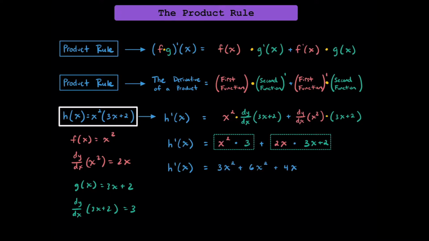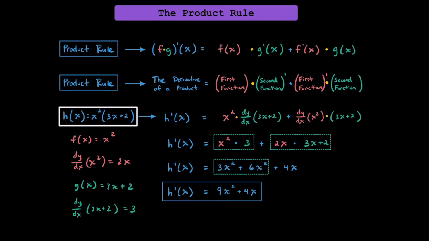Multiplying x squared by 3, we get 3x squared, and distributing the 2x to 3x plus 2, we get 6x squared plus 4x. And finally, we can combine this 3x squared and 6x squared to get 9x squared. This would represent our derivative.